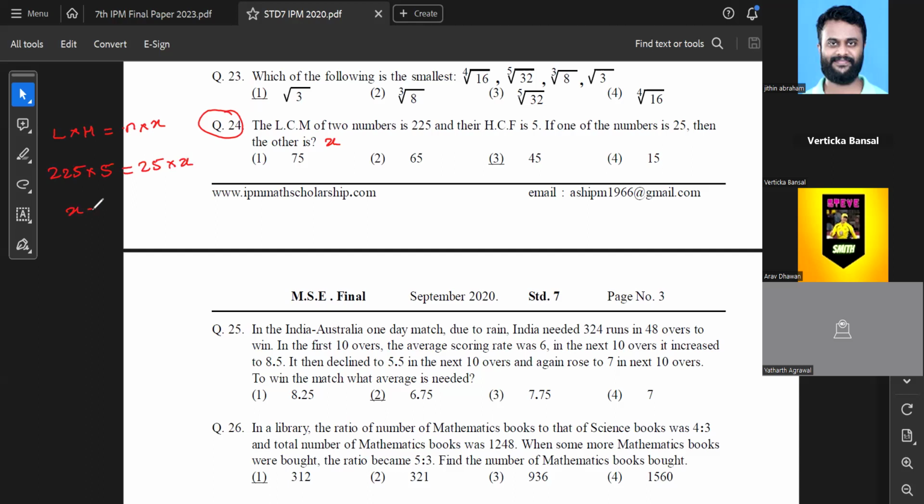So that means x is going to be... I'll do one thing: from this 225, I'll write 225 as 45 multiplied by 5, multiplied by again 5. I'll take this 25 to the other side, divided by 25. 5 multiplied by 5 gets cancelled with 25. I am left with x equal to 45. That's my answer.